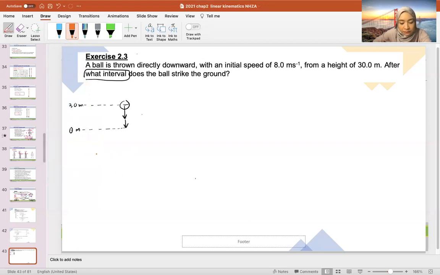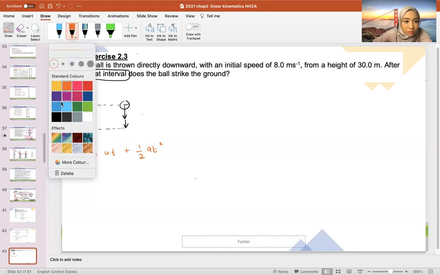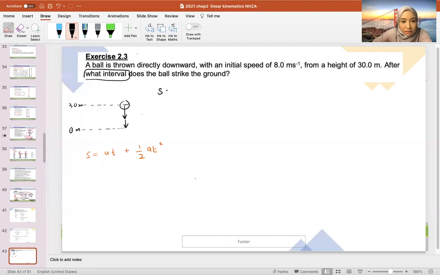Let's see. Kemudian saya guna formula S sama dengan UT tambah 1/2 AT squared. Okay. Lepas tu the value of your S? Okay, kita kan discuss pasal perimeter dulu. So what is the value of your S? Negatif 30. Kenapa negatif? Sebab dia pergi ke bawah jadi negatif.